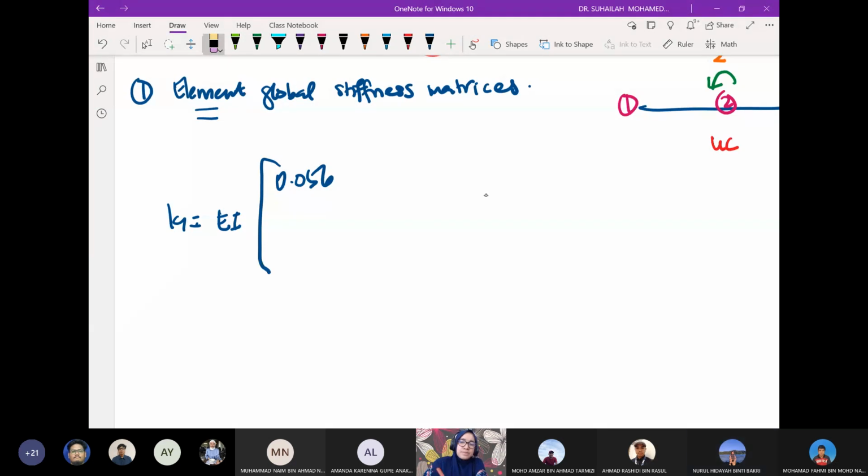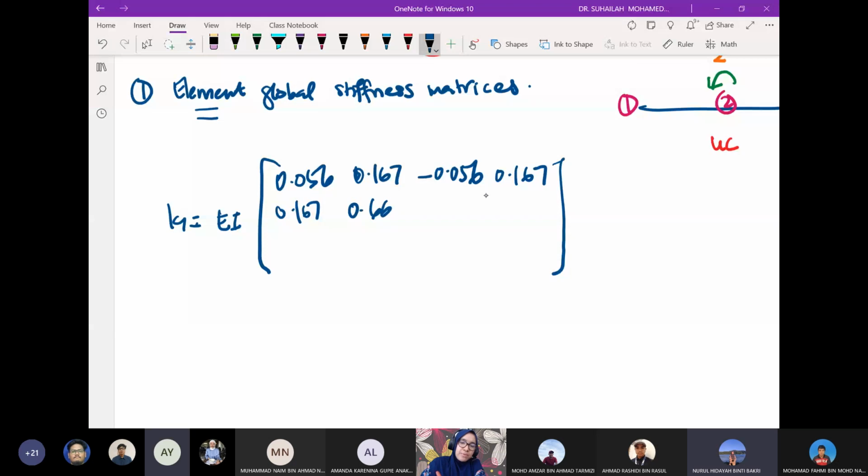Correct. So tell me the value so that we can do this faster. Next value: negative 0.056. Next value, 4 divided by 6: 0.667, we take 3 decimal points. Okay, next value.